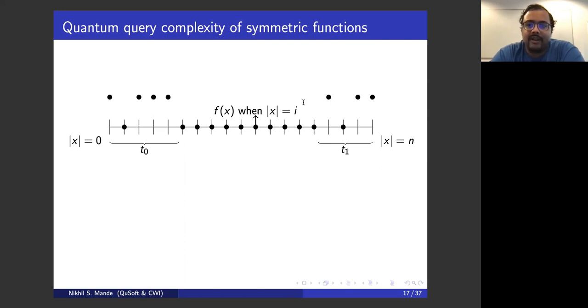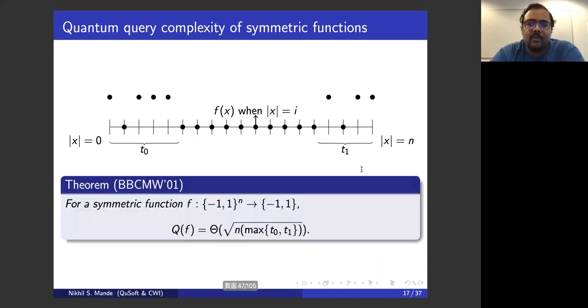Now there's an interval around Hamming weight n/2 where this function acts like a constant. For all we know, that interval might be empty. But just draw out that interval, call the length of the left-hand side T0, the right-hand side T1. And it turns out that the quantum query complexity of symmetric functions is theta of square root of n times the max of these two quantities. This follows due to a result of Beals, Buhrman, Cleve, Mosca, and de Wolf.